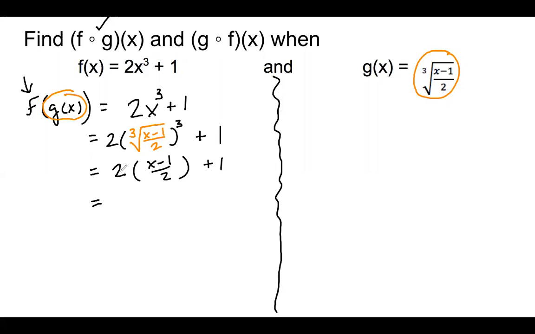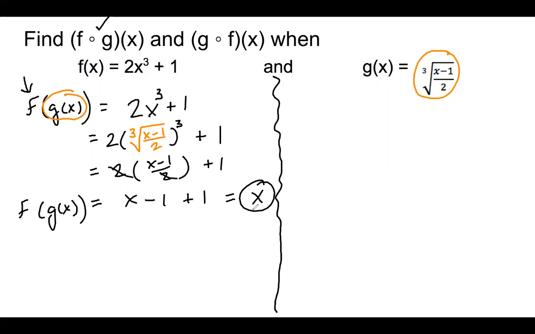So now, since we're multiplying by 2 and dividing 2 out, those cancel. So we have x minus 1 plus 1, bringing that down. So x minus 1 plus 1, the minus 1 plus 1 cancels, so we're left with just x. Okay, so f of g of x is just equal to x. Huh, that's rather concise. Well, that is f of g of x.